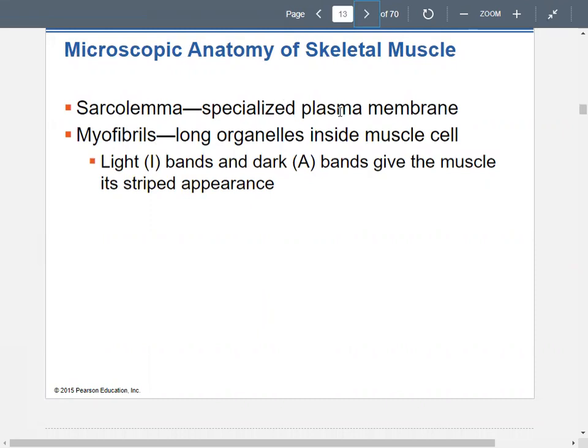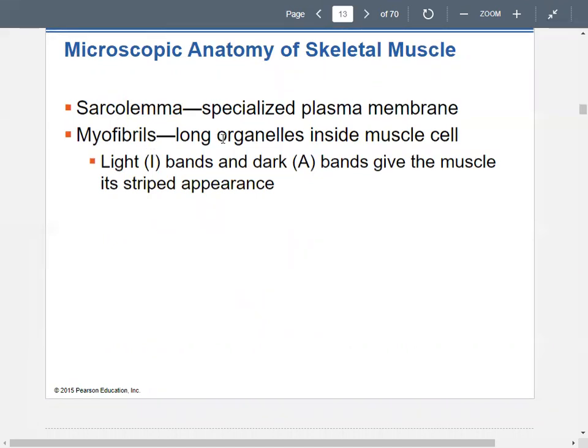Just like we talked about cells, remember the plasma membrane, right? So we give it a special name. Remember we said sarco has to do with flesh or muscle? So we call it sarcolemma, and lemma means plasma membrane. So basically, sarcolemma is a muscle cell's plasma membrane.